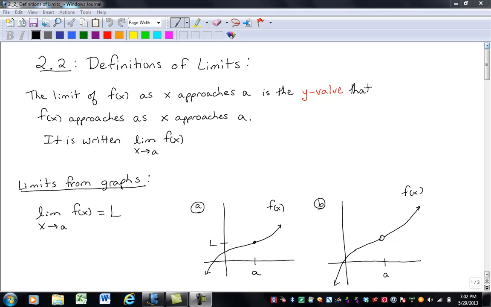And if you look, you can see the notation we use for this is the limit as x approaches a of f of x. This is the notation that we're using, and that notation means where does it look like the y value will be on the function, on the graph, when x gets close to the value a. And so here's some pictures that show you how to observe a limit on a graph.